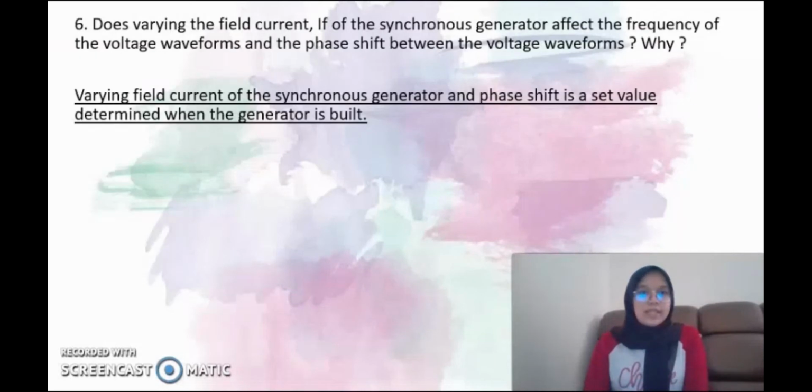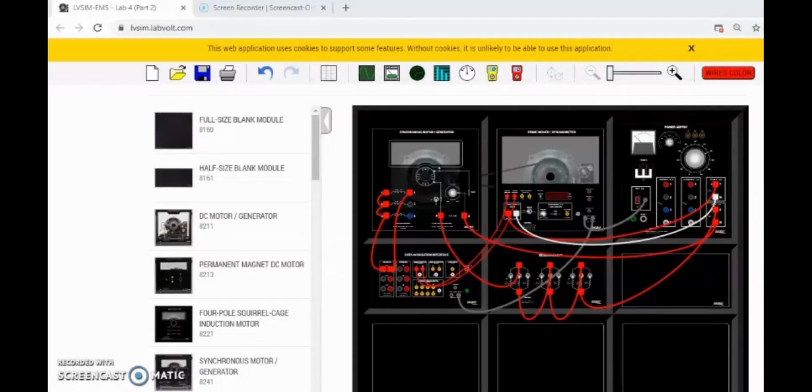And the last one, does varying the field current of the synchronous generator affect the frequency of the voltage waveforms and the phase shift between the voltage waveforms, and why? So the answer is, varying the field current of the synchronous generator does not affect the frequency, and the phase shift is a set value determined when the generator is built. Next, I will explain the characteristic of a synchronous generator.